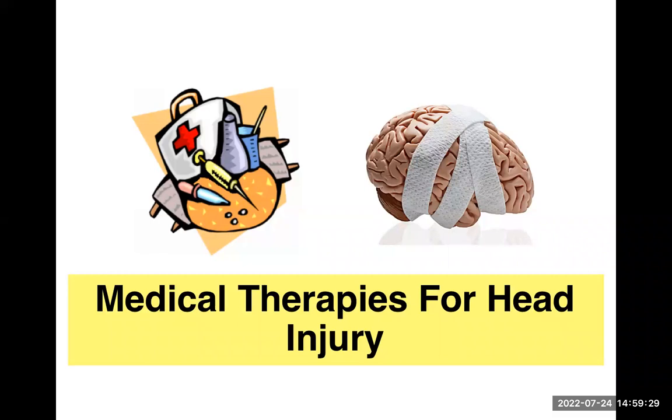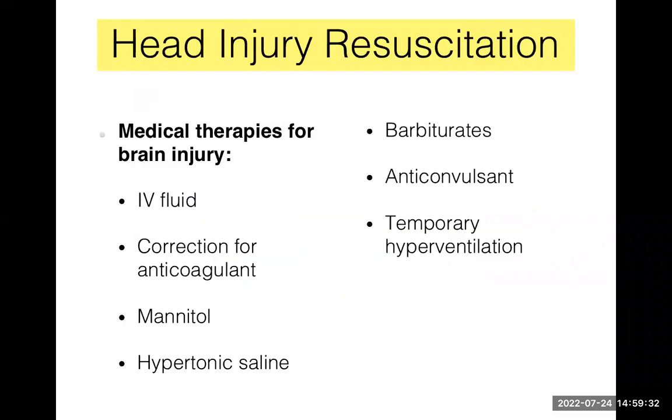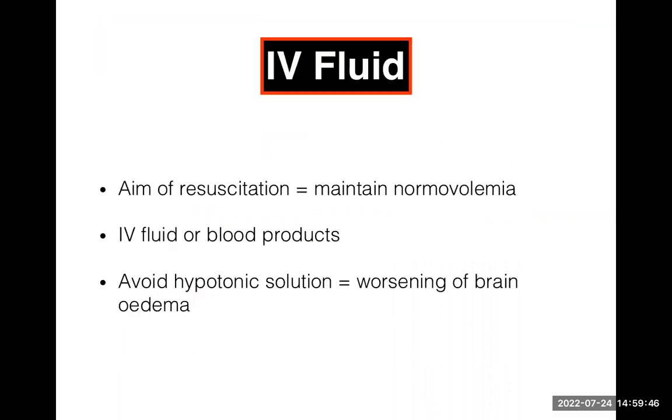Okay, so we discuss one by one the medical therapies for head injuries. When we talk about medical therapies, we are talking about giving the patients intravenous fluids, correction of anticoagulant therapy, mannitol, hypertonic saline, giving patients barbiturate or anticonvulsant, and temporary hyperventilation. First, maintain normovolemia. The aim is to resuscitate the patient, maintain normovolemia, and administer intravenous fluid, blood, or blood products when required. Hypovolemia in patients with TBI is harmful.